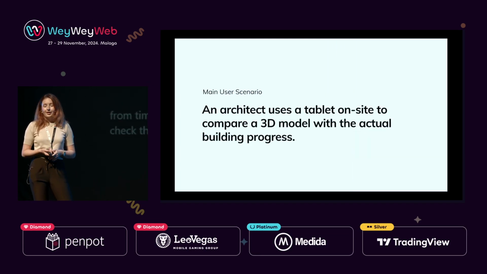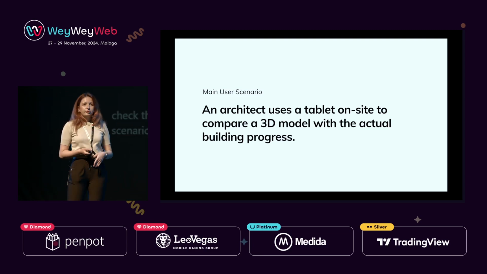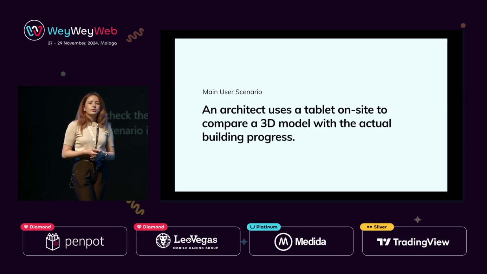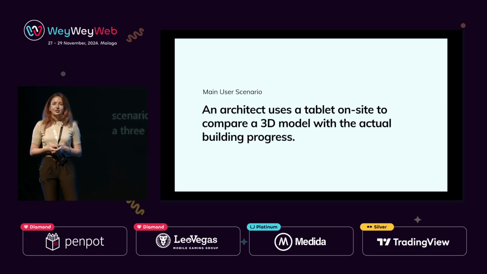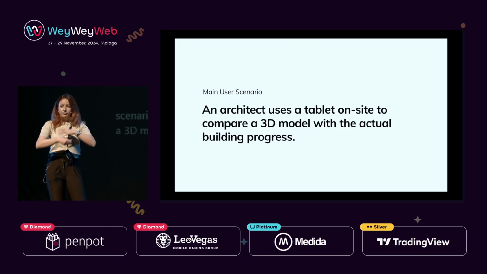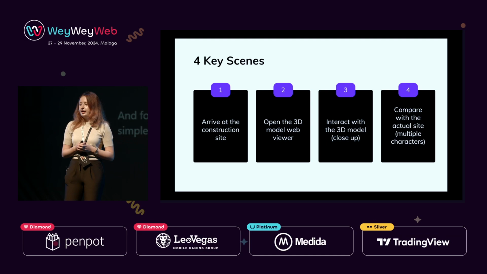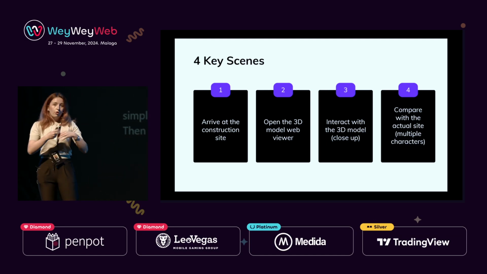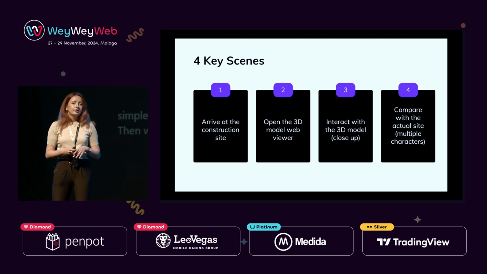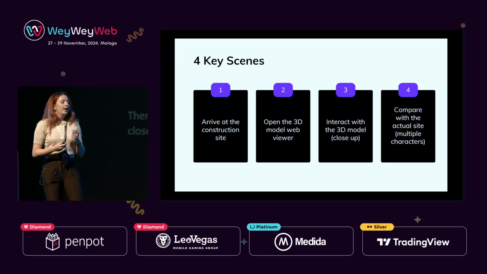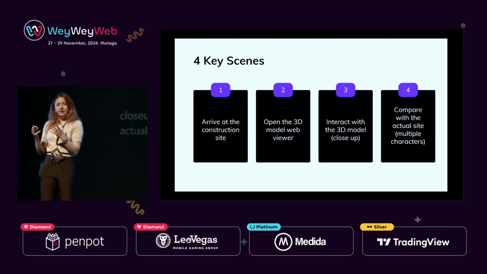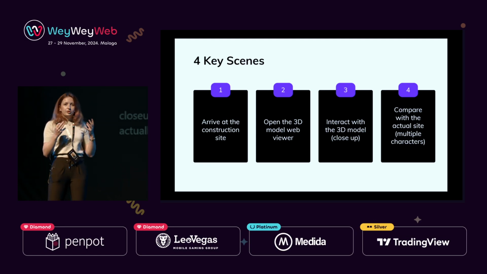So therefore, my main user scenario is as follows. An architect uses a tablet on site to compare a 3D model with the actual building progress. And for this problem that I highlight here, I decided to go with 4 simple scenes. So this is the moment of arrival at the construction site, then we have the moment of opening the application, then the close-up of interaction, and finally, the moment of collaboration, because this is exactly what the tool is about.